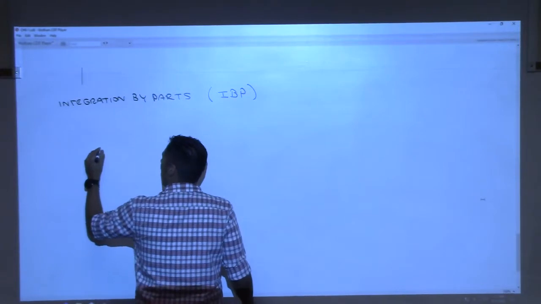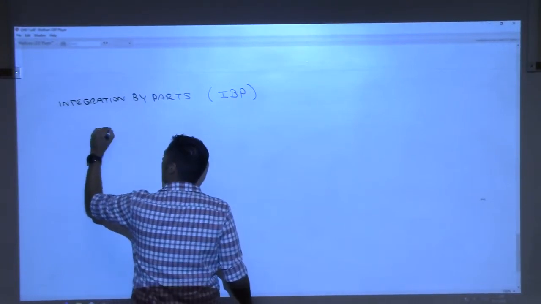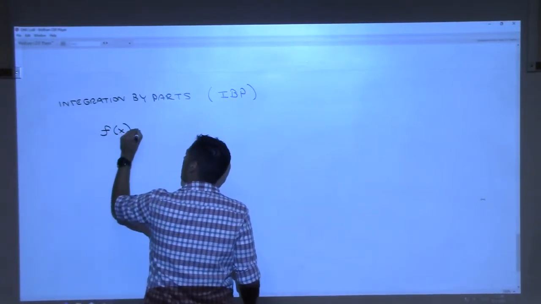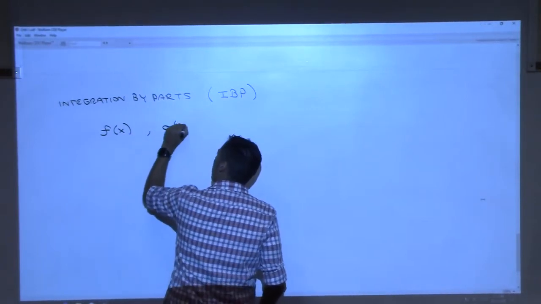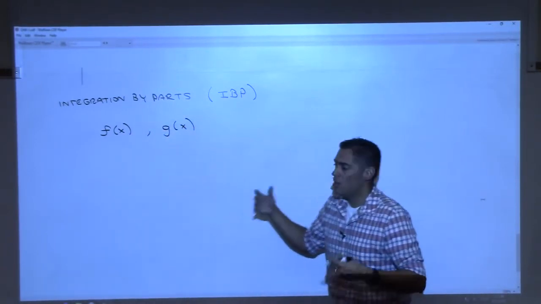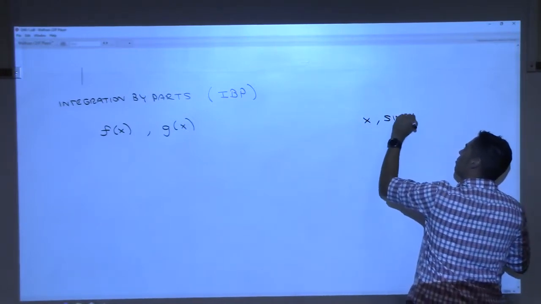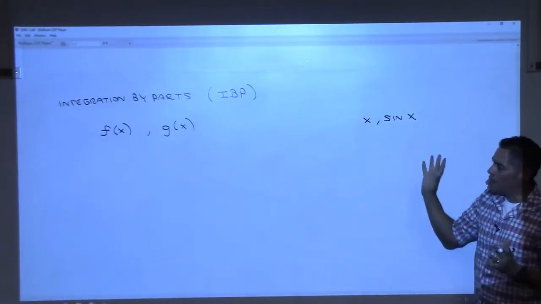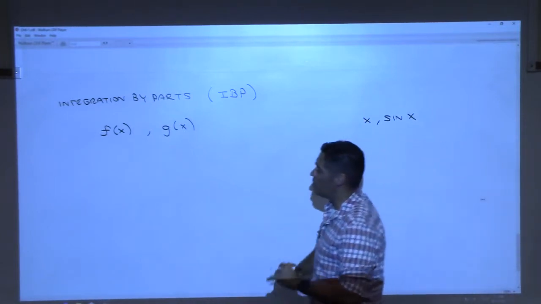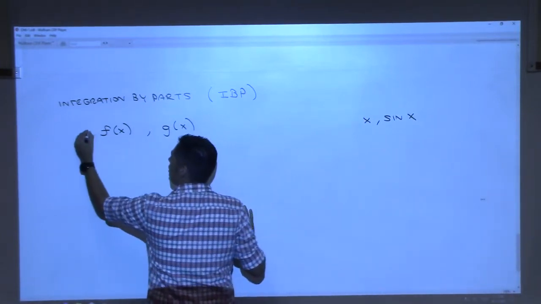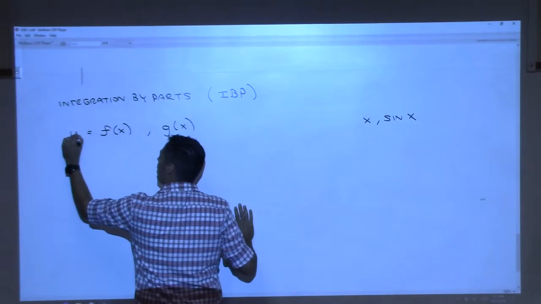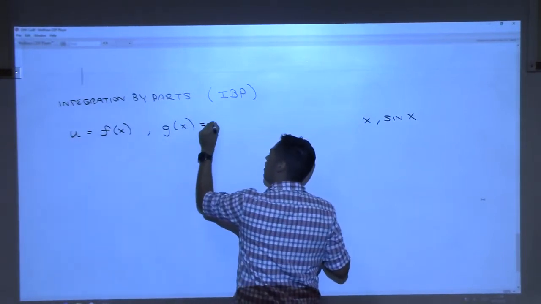Let's say that I have two functions. I could say f of x, and let's say I have another function g of x, all right? Two different functions. As an example, let's say I have two functions like x and sine x. Those are two functions of x, right? Now, just so the notation works out properly, let's call this function f, u, and let's call this function g, v.